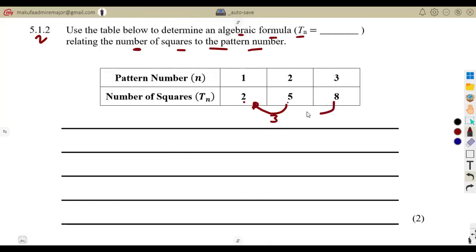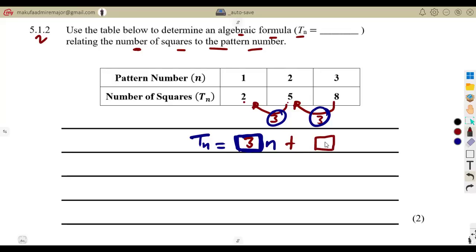5 minus 2, that's a 3. 8 minus 5, difference of 3. This is representing what you call a linear pattern, just like what you had in your grade 8 mathematics, where Tn is equal to the difference times n plus a certain value that you need to calculate, which you are going to call C. So what is our difference? The difference is 3. So we're supposed to add a certain value.